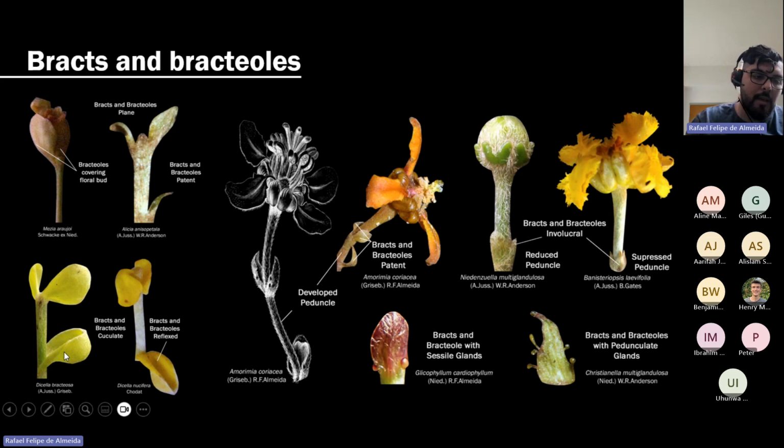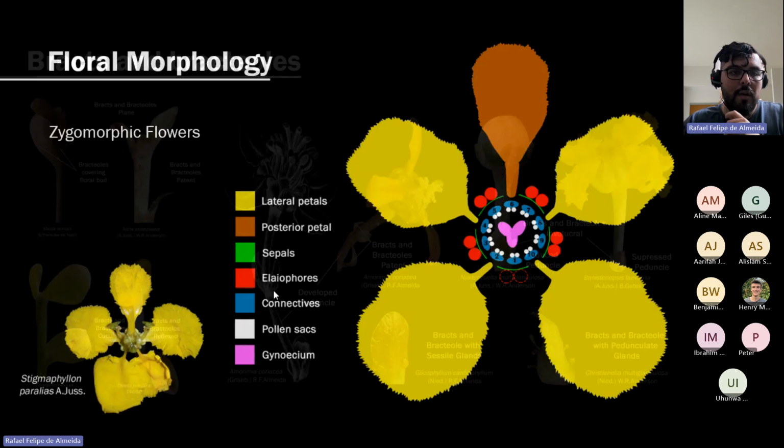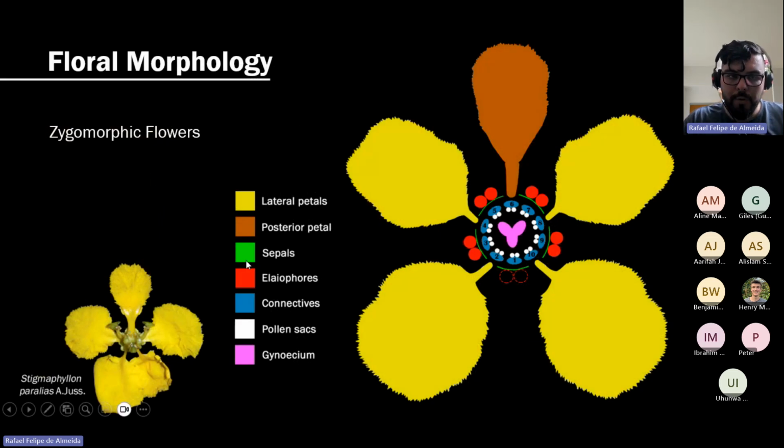So instead of being flat, they are cucullate. Every time that you hear this term cucullate in Malpighiaceae, it means that it's bow shaped. And you can also have sessile glands or pedunculate glands at the margins of bracts and bracteals. So we have a great variety of morphologies within these tiny little structures that you need to pay attention to, because sometimes you can differentiate closely related species only by the shape, the number, or tiny specific morphologies within these structures.